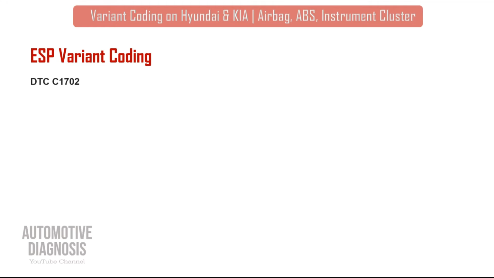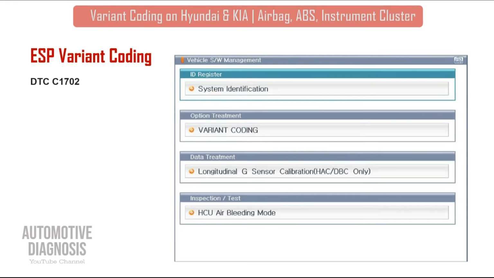You need to select between them. But in other models, mostly the latest models, you need to perform the coding, and you need the code as well, that you need to get from the dealerships or Kia or Hyundai technical website. If you don't do the coding, you will have some fault codes like C1702, which shows you that the coding is required. Obviously, you need to do this coding after replacing the ABS or ESP control module.